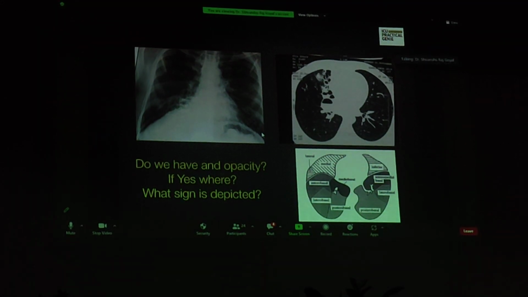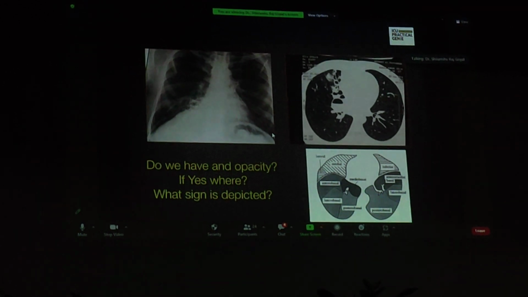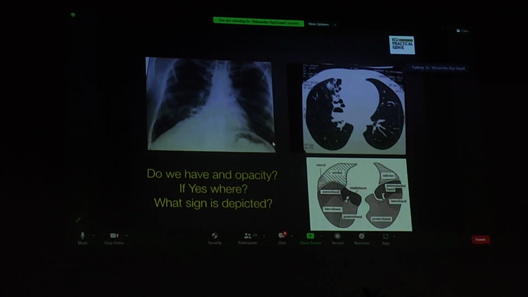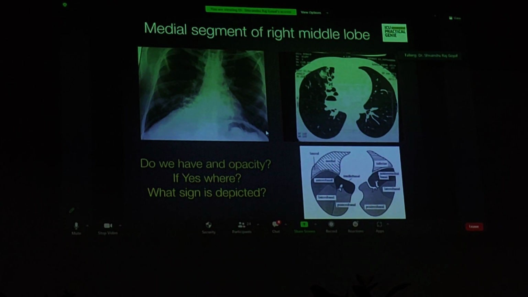At the same time, a CT scan was showing this at the cardiac ventricular level. When a CT scan is taken, you see an opacity which is silhouetting the cardiac border, called the silhouette sign. The medial segment of the right middle lobe.